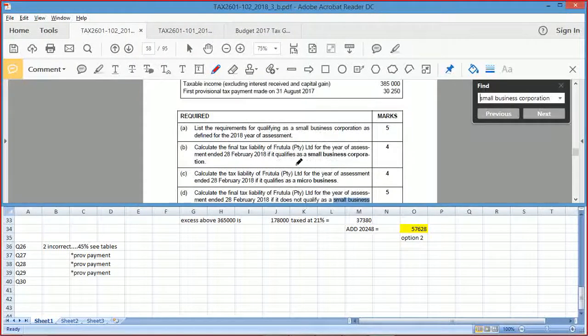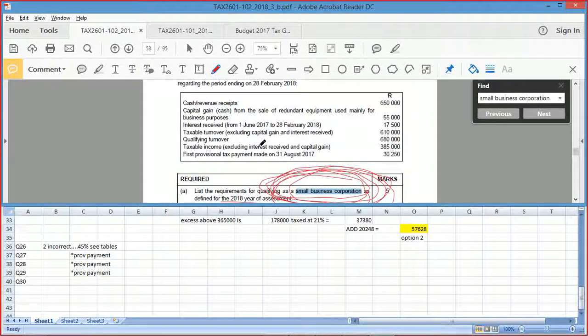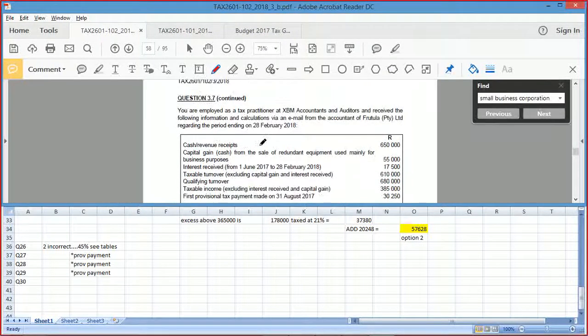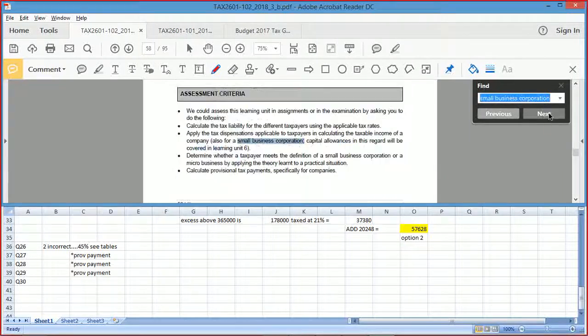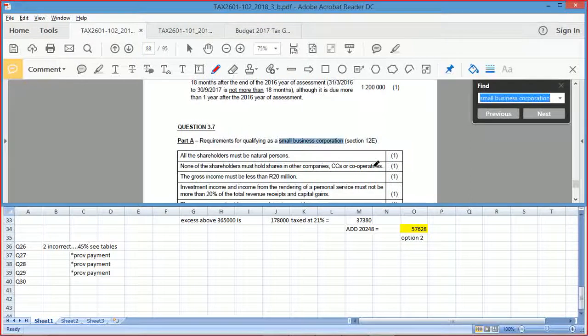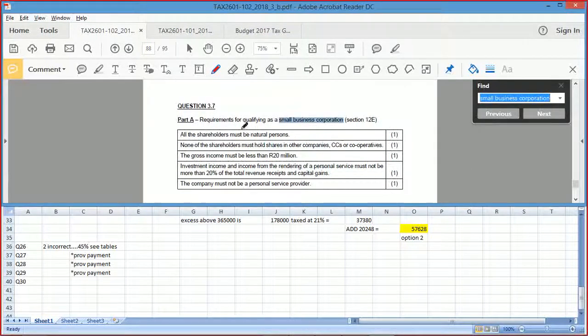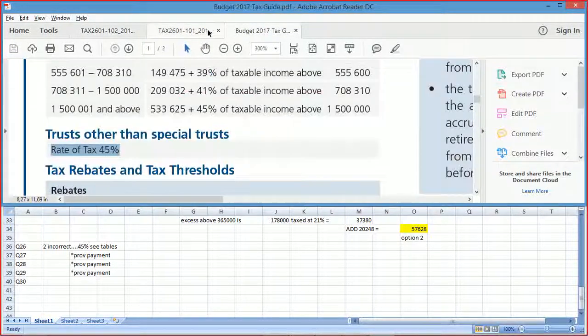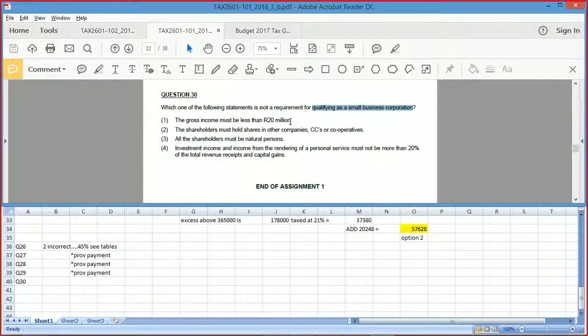Oh, there. List the requirements. There's something that can help us, the one just before this. List the requirements of a small business corporation as at the 28th of February for the year of assessment. What question number is this? Question 3.7. Here it is. Oh, brilliant. This is a nice summary. Gross income must be less than 20 million. It was 20 million, so that was fine. That's correct.